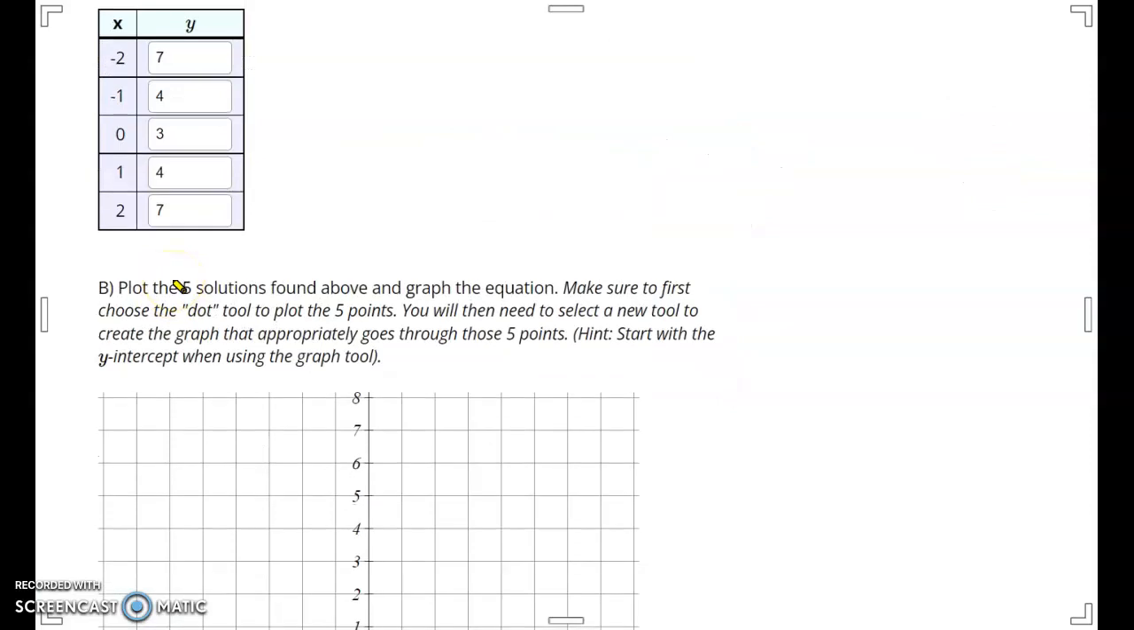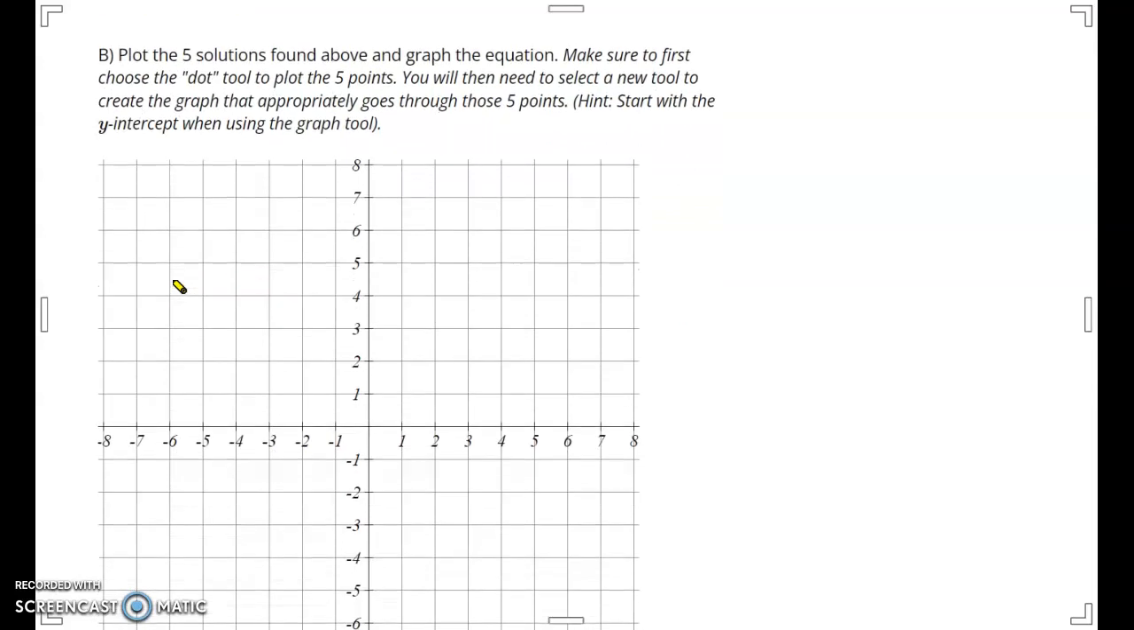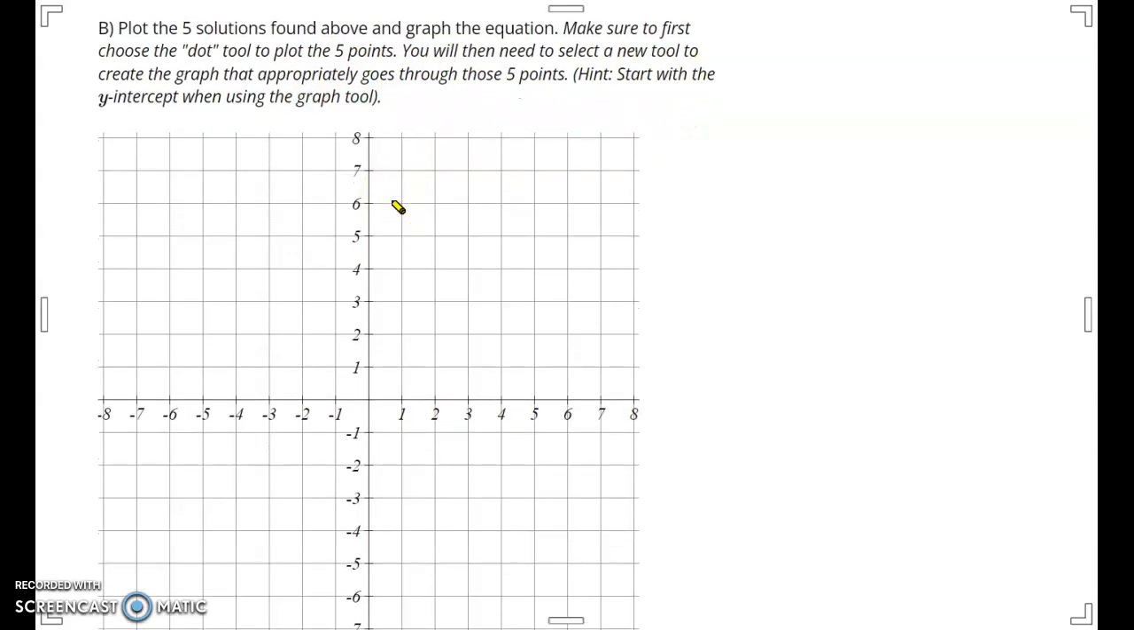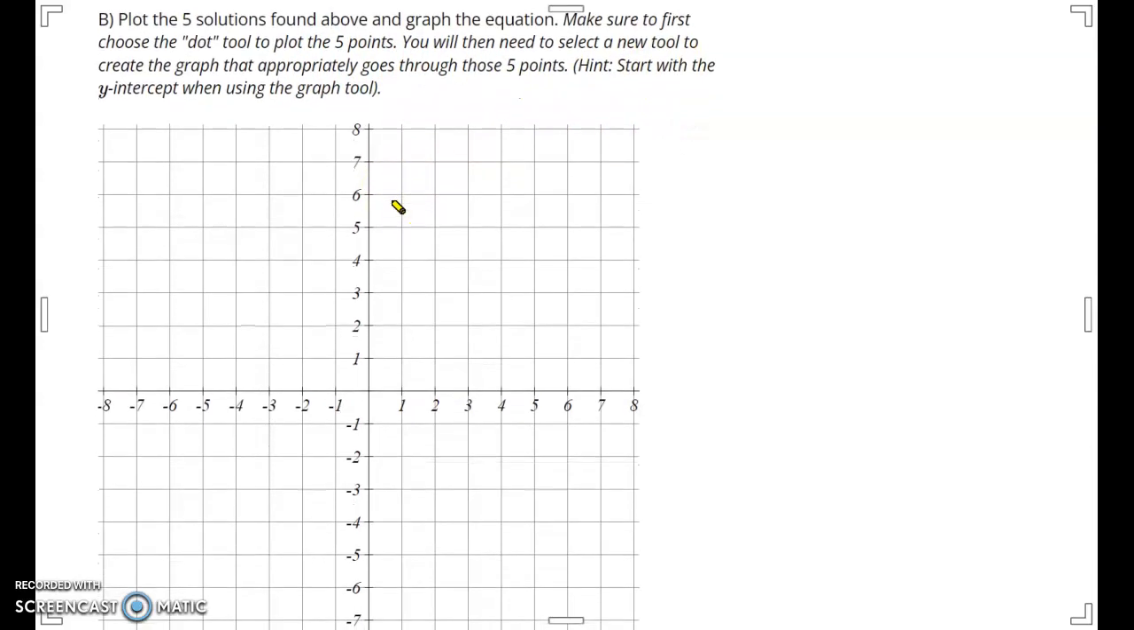Okay, next we're going to graph this. So we've got our points. We switched over to this other screen. Now we need to plot the 5 solutions found above, and we need to graph the equation. We have to make sure to first choose the dot tool to plot the 5 points, and then select a new tool to create a graph. Start with the y-intercept when using the graphing tool. Is there a hint? Okay.